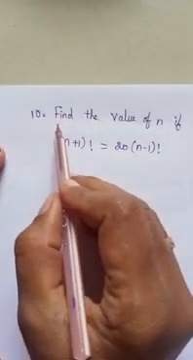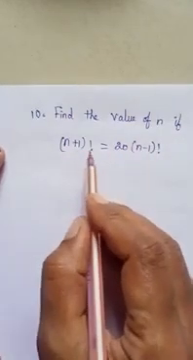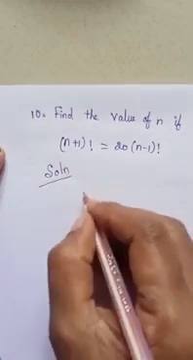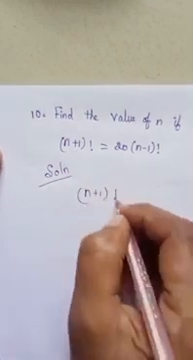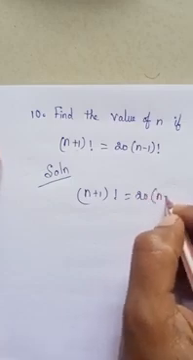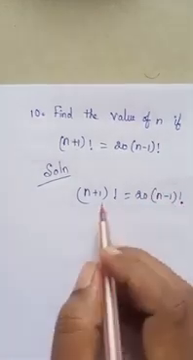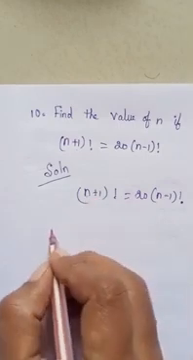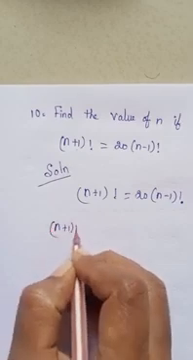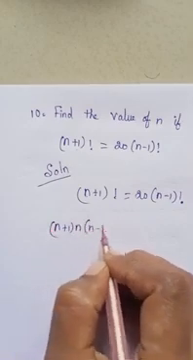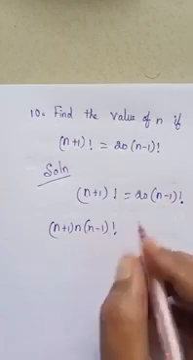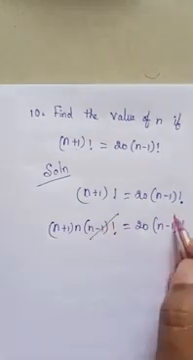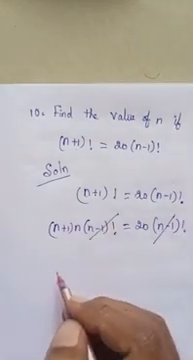The last problem. Find the value of n if n plus 1 factorial equals 20 into n minus 1 factorial. Okay. Given n plus 1 factorial is equal to 20 into n minus 1 factorial. See, among these two, n plus 1 is greatest, isn't it? Shall we simplify this? When we simplify, n plus 1 into n into n minus 1 factorial, because till n minus 1 we have to separate it. This is 20 into n minus 1 factorial. See, both n minus 1 factorial will get cancelled.